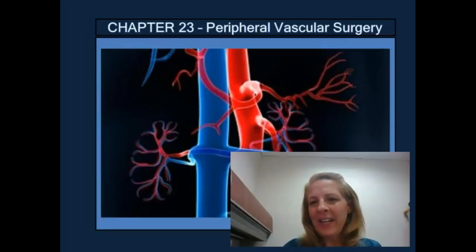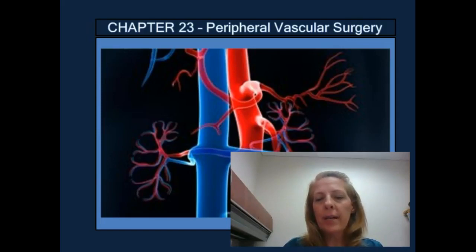Hello! In this video, we'll become familiar with some peripheral vascular surgeries. These will include abdominal aortic aneurysm repair, angioplasty, bypass, graft procedures, carotid endarterectomy, insertion of an inferior vena cava filter, endovenous laser ablation, and vein stripping. Here we go.